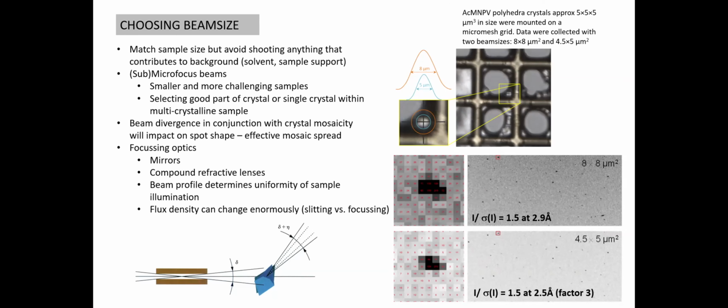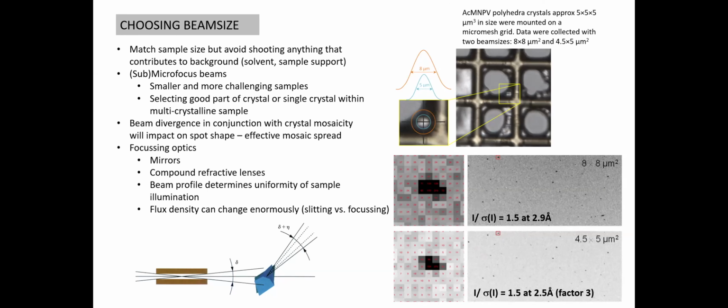Also, one thing to be aware of is that the beam divergence in conjunction with the crystal mosaicity will impact the spot shape. We call this the effective mosaic spread. Then the focus spot can be generated mainly using either mirror optics or compound refractive lenses, and again, those can generate a beam of different shape. The beam shape, or profile, determines the uniformity of sample illumination. So people talk about Gaussian beam profiles like here, or top hat shape beam profiles and things like that.